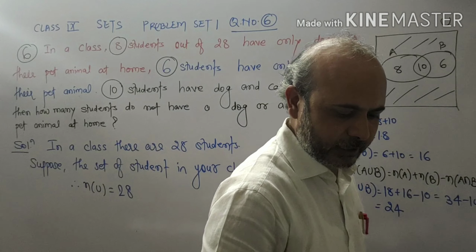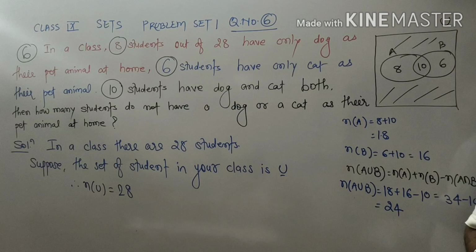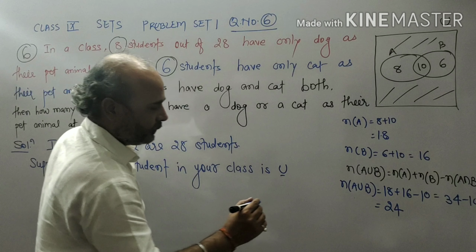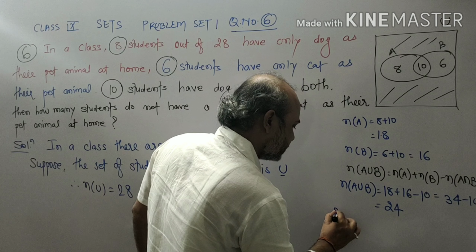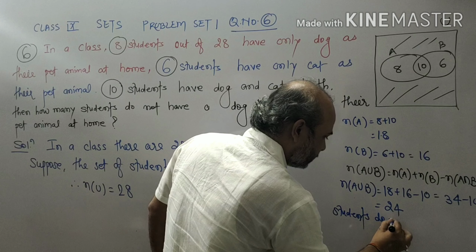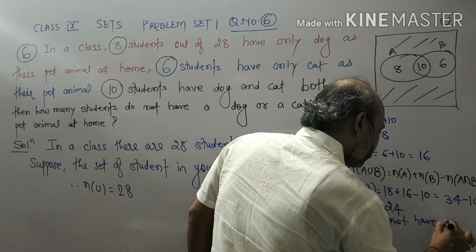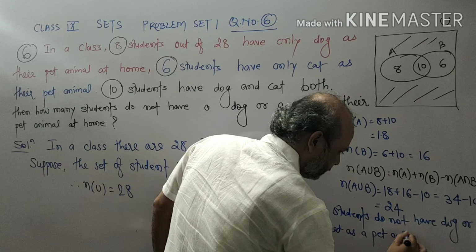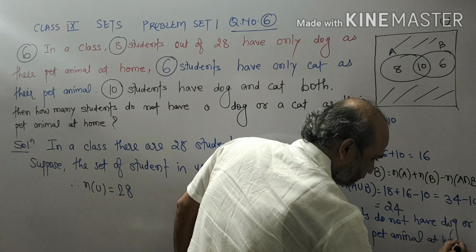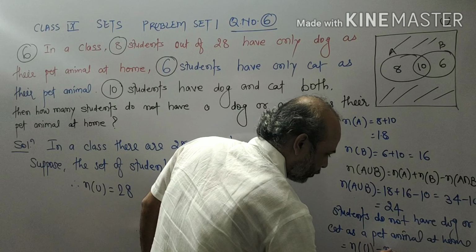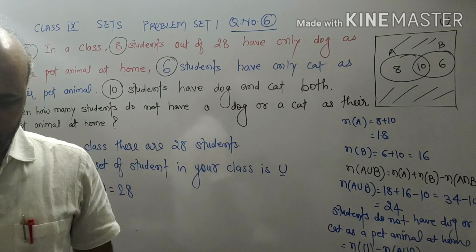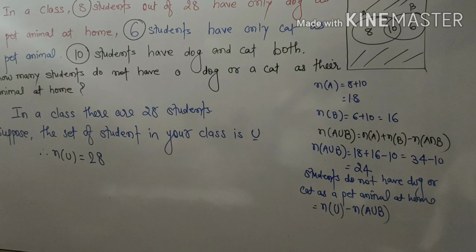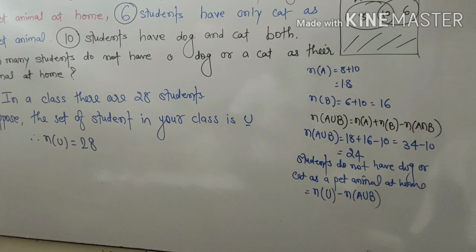So how many students do not have a dog or a cat as their pet animal at home? You will go for the universal set, and we know that the number of U is 28. So you will find the number of students who do not have a dog or cat as a pet animal at home, which is equal to the number of U minus the number of A union B. So this will give you what?